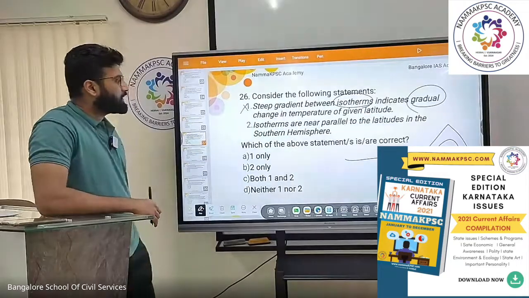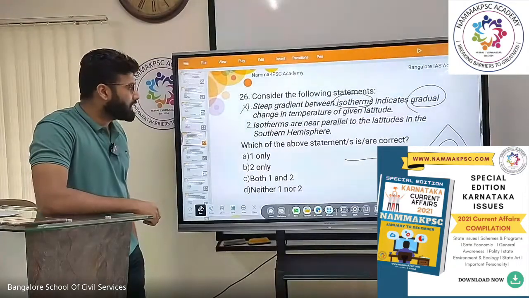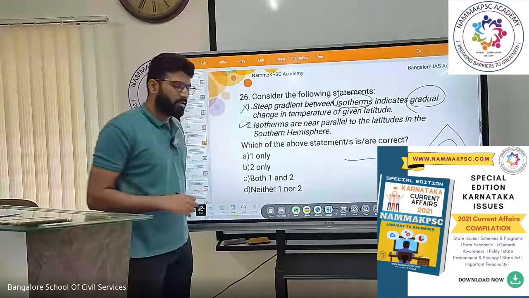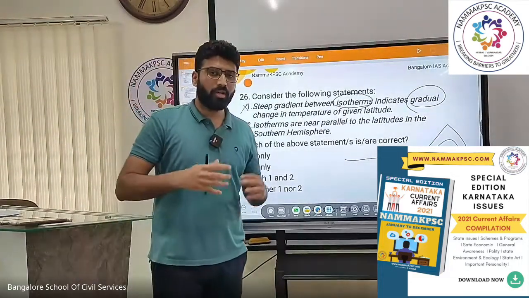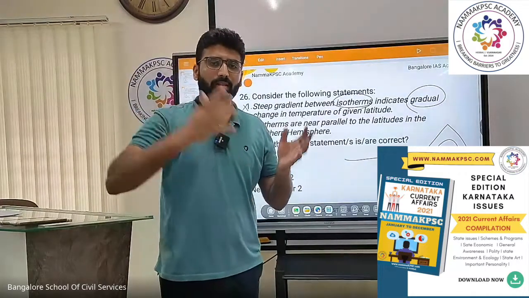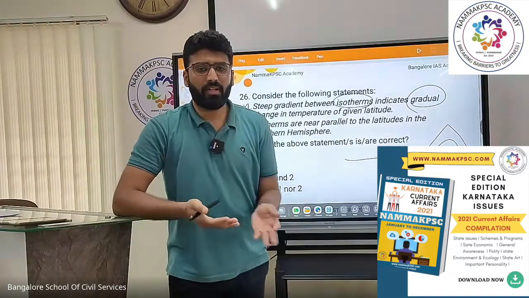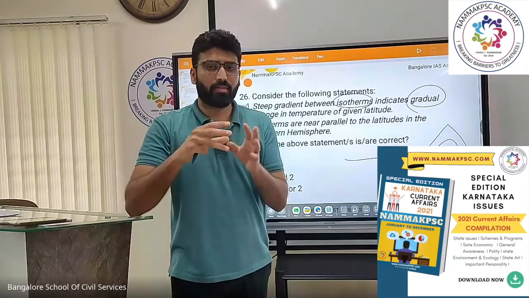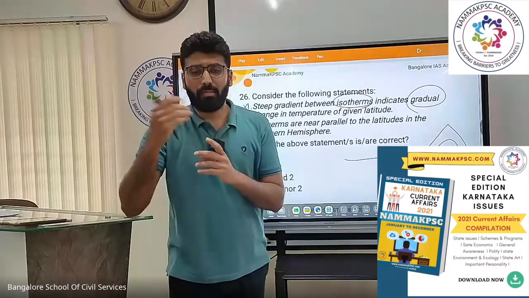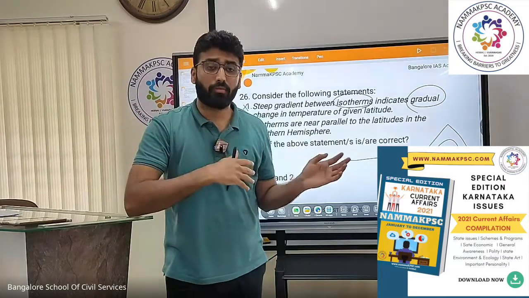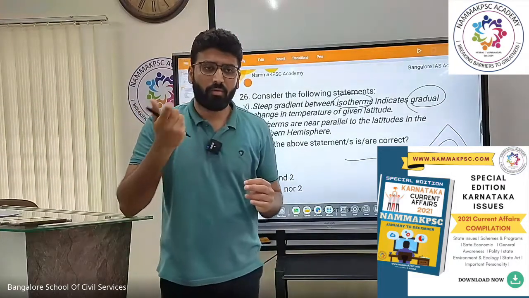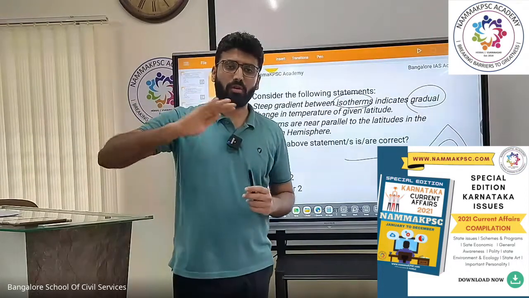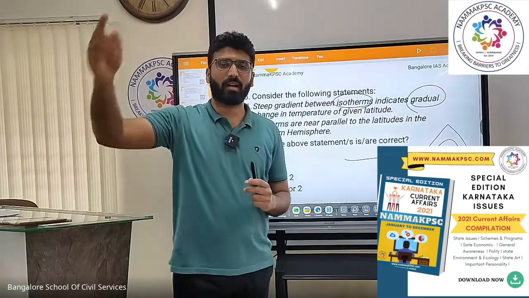So this is not true. Second statement, isotherms are near parallel to the latitudes in the southern hemisphere. This is true. The reason being that in the southern hemisphere, you have more water bodies than landmass. You hardly have any landmass in the southern hemisphere. Therefore, what happens is that water takes a lot more time to change in temperature. Why? Because we've already seen that the specific heat for water is much more than that of land. Therefore, the temperature of water remains uniform rather than a sudden change.